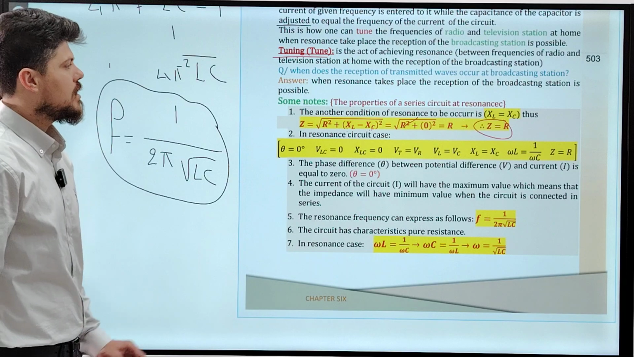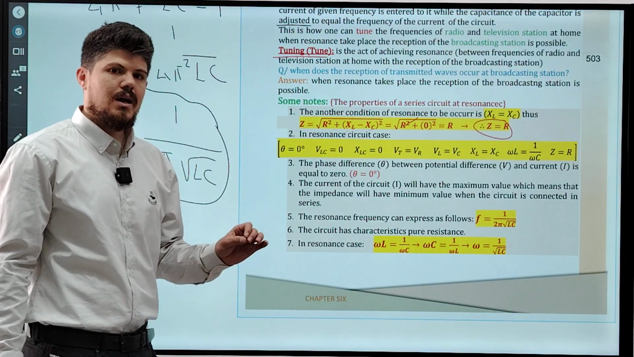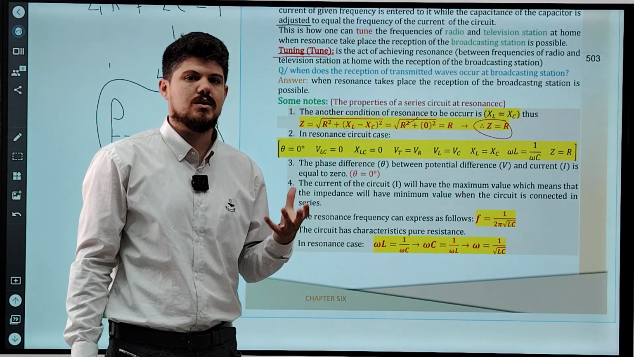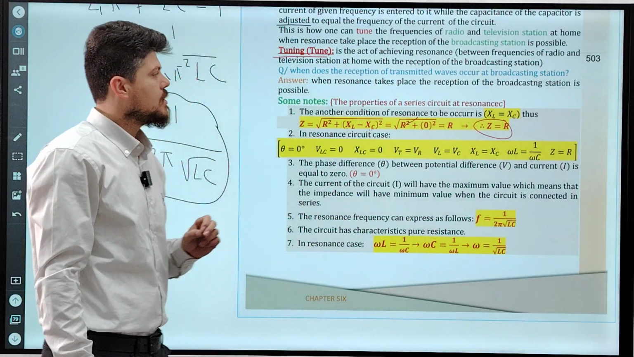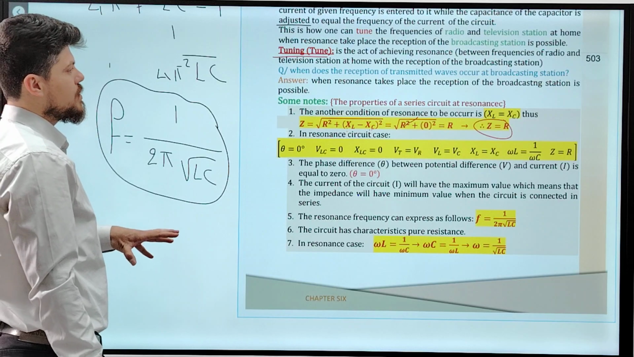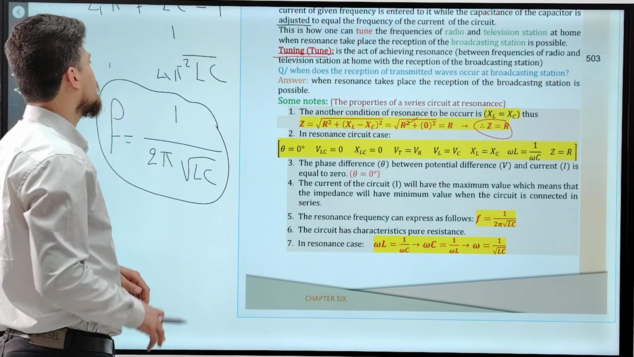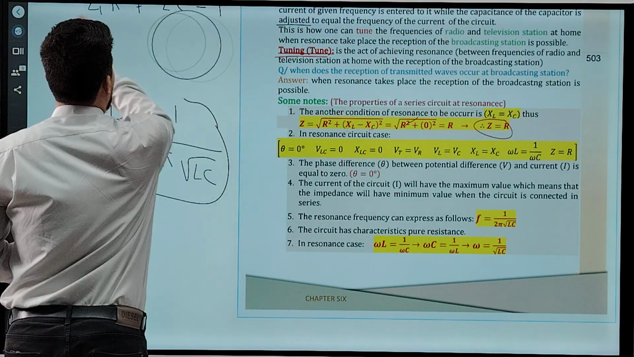So it means that at resonance, the magnitude of the total impedance in a series connection is equal to R. In that case, the impedance decreases, so the current has its maximum value.